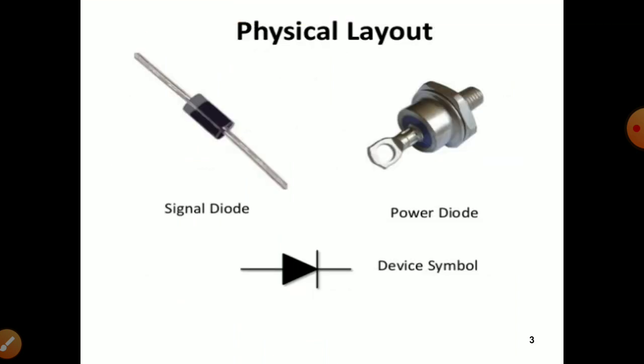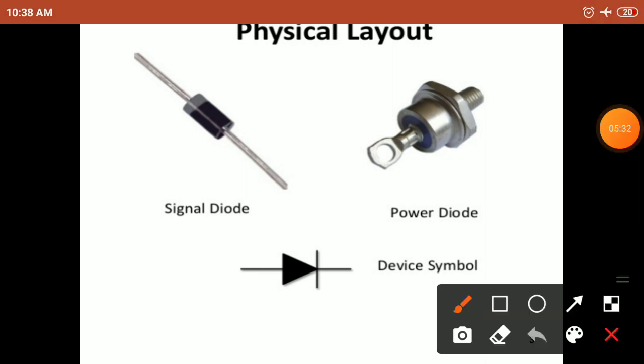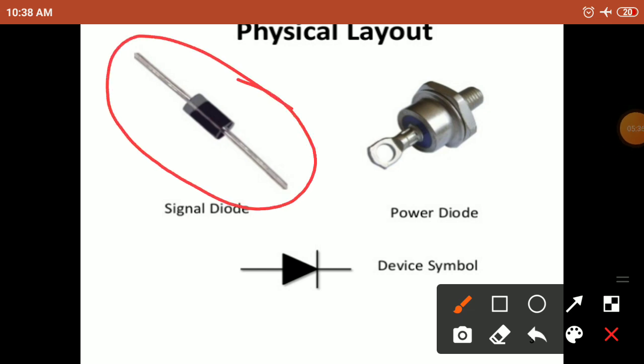So next is the physical layout. Physically, how do these power diodes look? You have already seen this type of diode here. This is your signal diode, which you used in the previous semester laboratories, and you are very much familiar with these signal diodes. And this is a power diode.